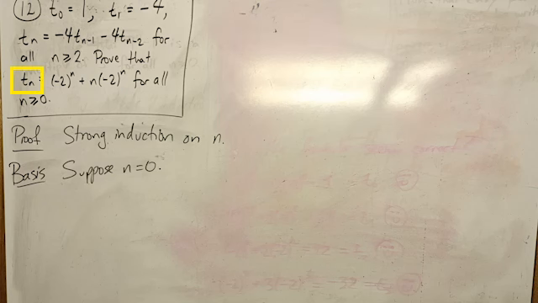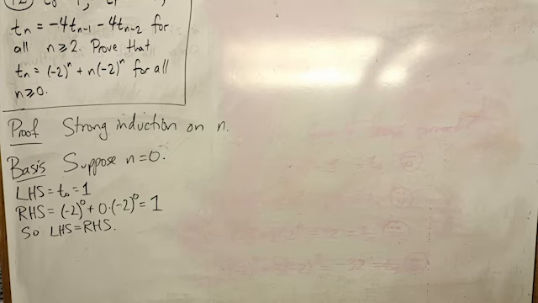Okay, so what do I mean by the left-hand side? I mean, take the equation you're trying to prove, which is Tn equals -2 to the n plus n times -2 to the n. Left side of that is Tn. Plug in n equals 0, you get T0, which is 1 by definition. The right-hand side is -2 to the n plus n -2 to the n. Plug in n equals 0, gives you 1. So therefore, the left-hand side and the right-hand side of the equation are both equal to 1, and therefore the statement is true for n equals 0.